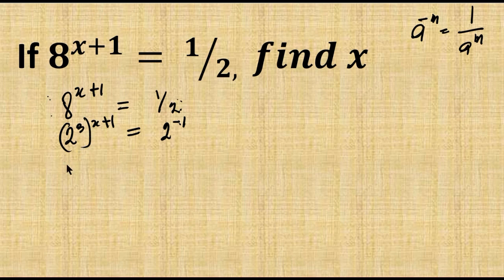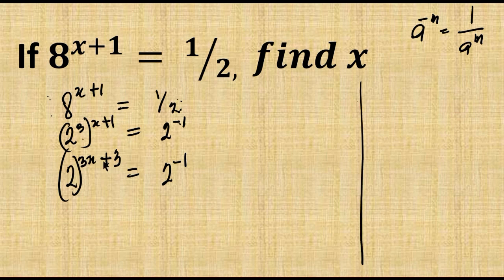Now I can expand this. This becomes 2 raised to the power of 3x plus 3 equals 2 raised to power minus 1. Now let me point out two common mistakes you must not make. First, you must express the base as the same number. Students get confused when doing this because here I have 8. I must break it down to 2 raised to power 3.